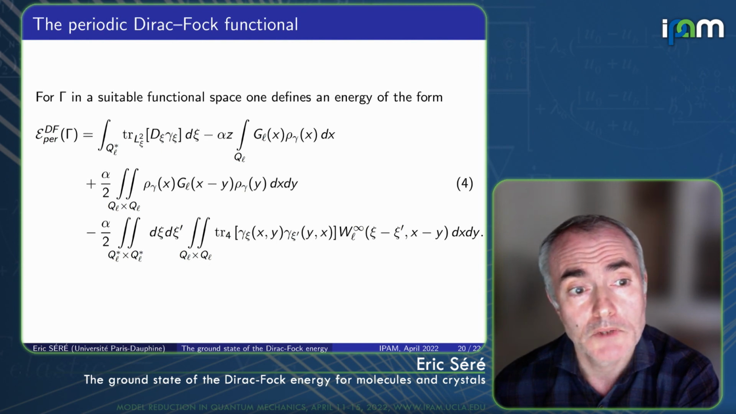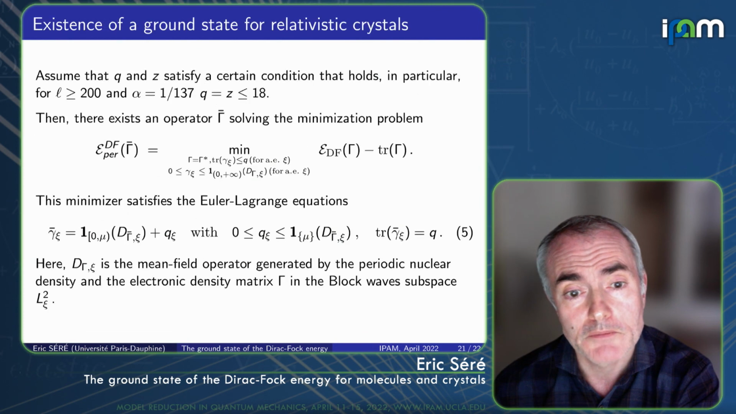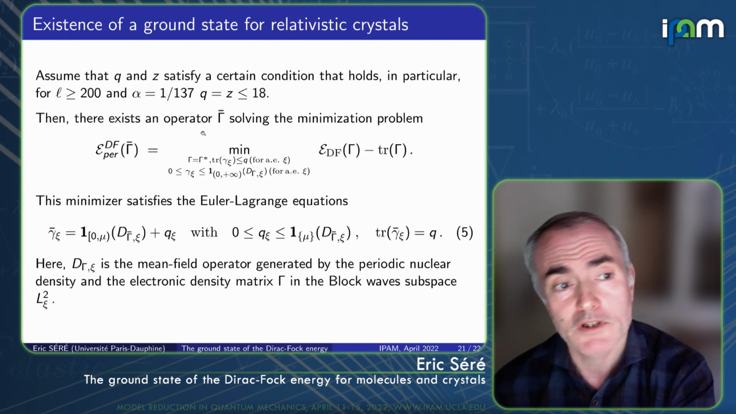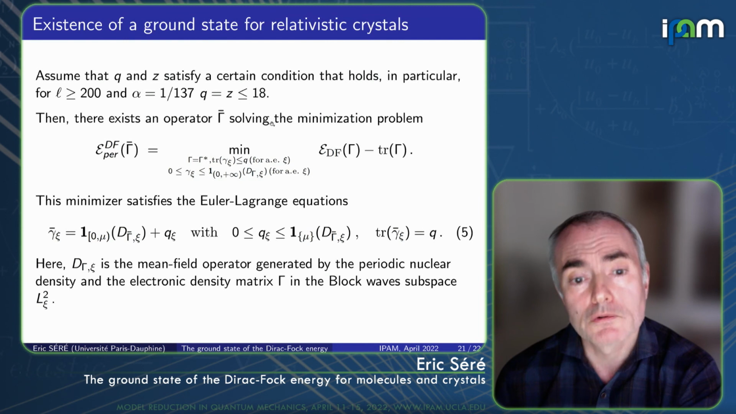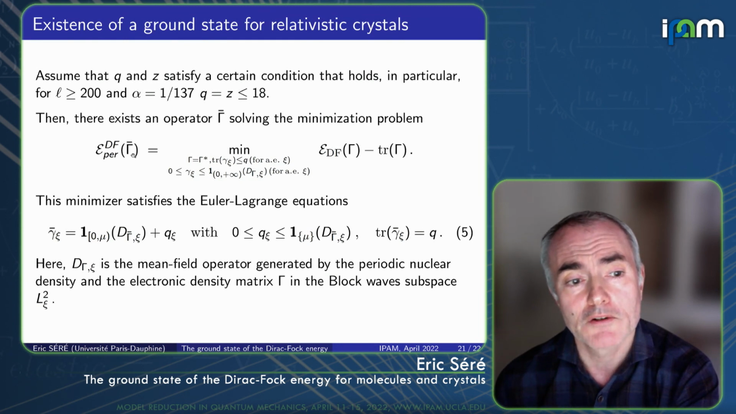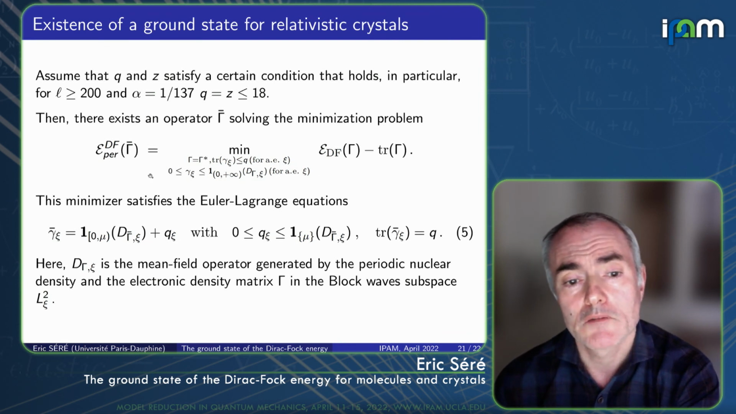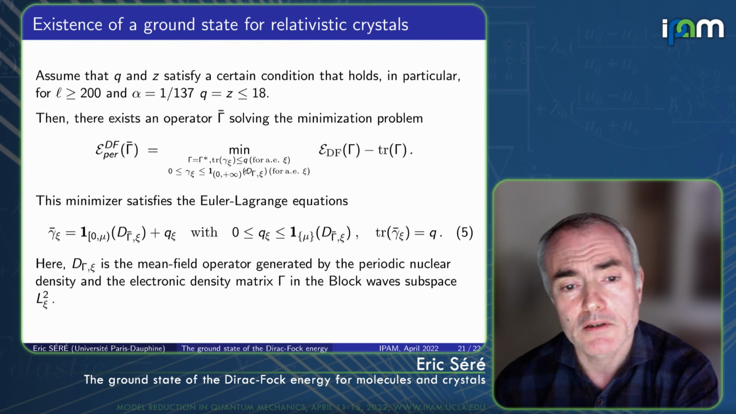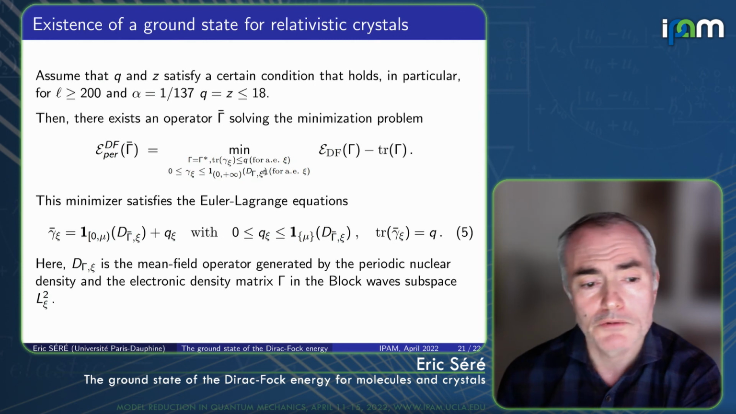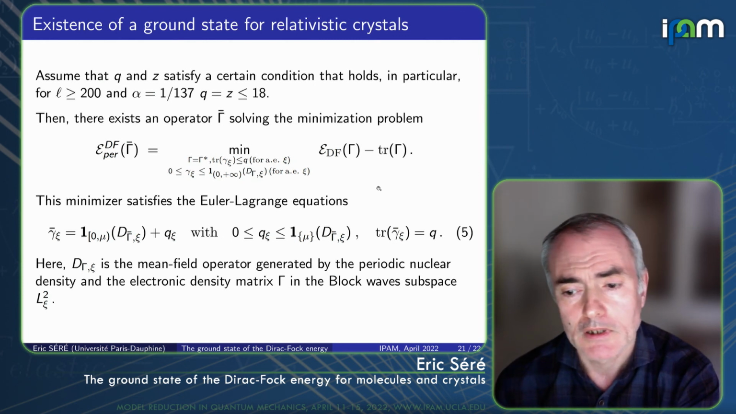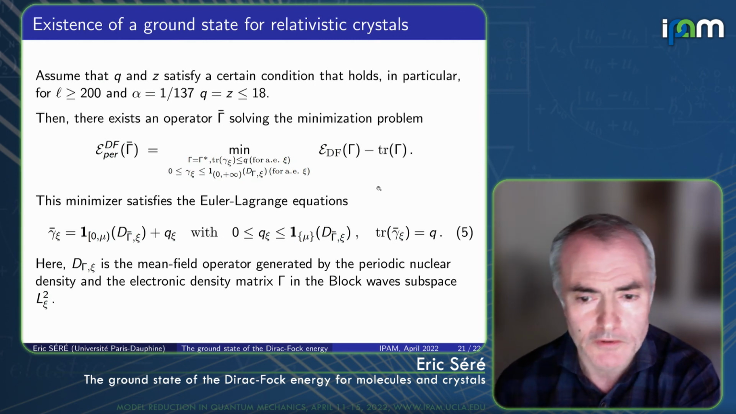And you can do essentially the same as I did in the molecular case, except that it's much more technical. And so we can prove the existence of a minimizer of the Dirac-Fock energy under constraints that generalize Lieb's constraints, but of course with this highly nonlinear part here, saying that gamma should be orthogonal to its Dirac sea. Okay, and so we get essentially the same result.